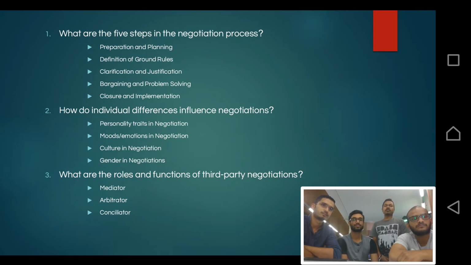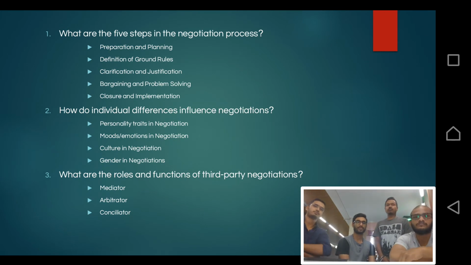This is the last one for our presentation. What are the roles and functions of third party negotiations? Okay, nobody. That's okay. It's mediator, arbitrator, and conciliator. That's the end of our questionnaire. Let's move to Shoan. He's going to conduct the conclusion part.